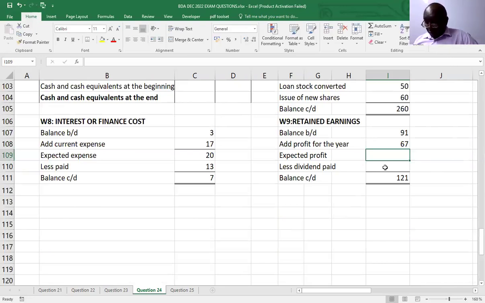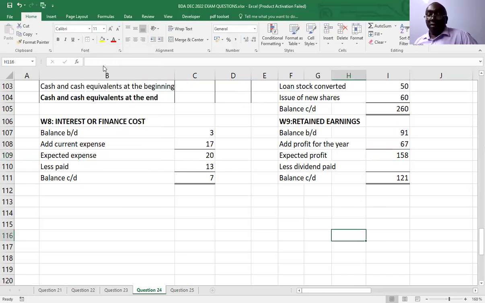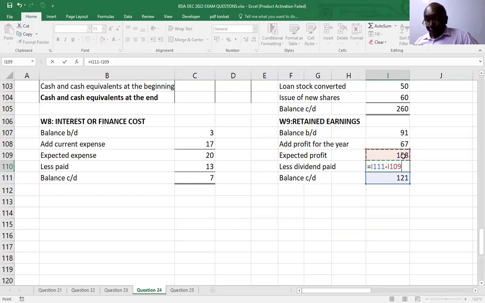So sasa hii useme equals 91 plus this 67. Hiyo ndio profit tulifaa kubaki nayo. Can give it a top border. Hiyo ndio profit tulifaa kubaki nayo, lakini tulibaki na 121. So hiyo ni kumaanisha this 121 you less this 158, kumaanisha tulilipa 37.